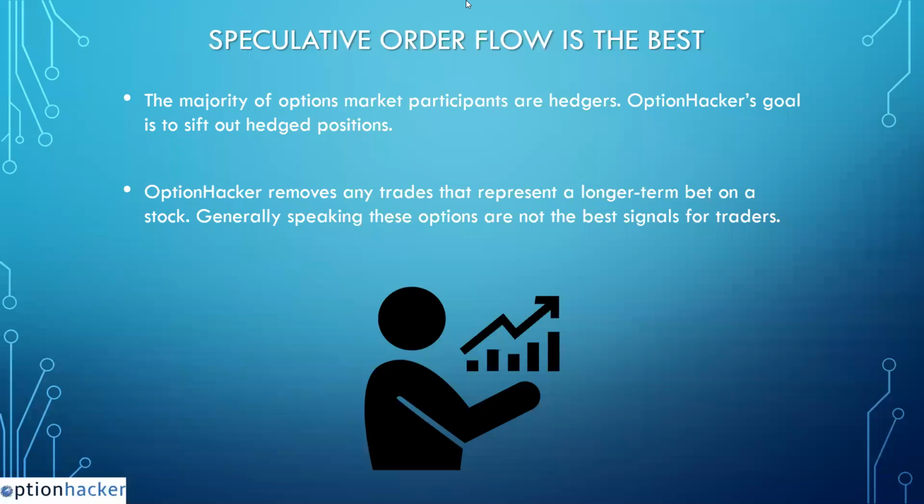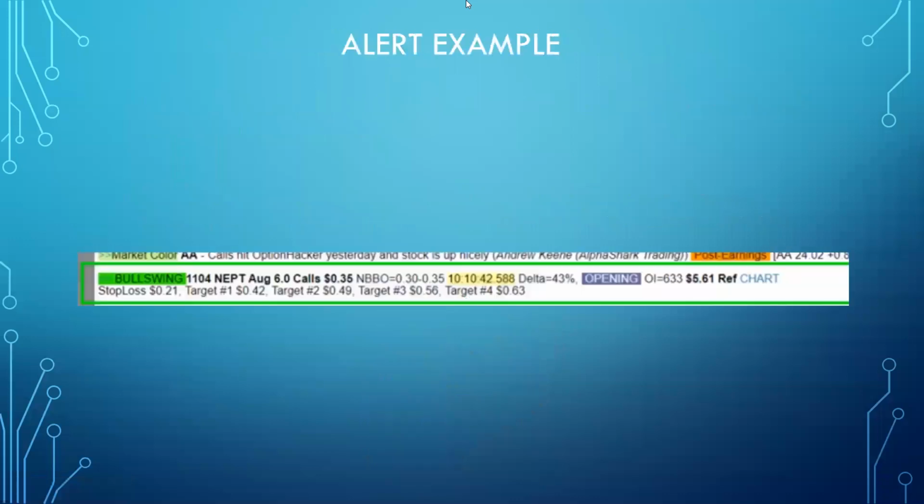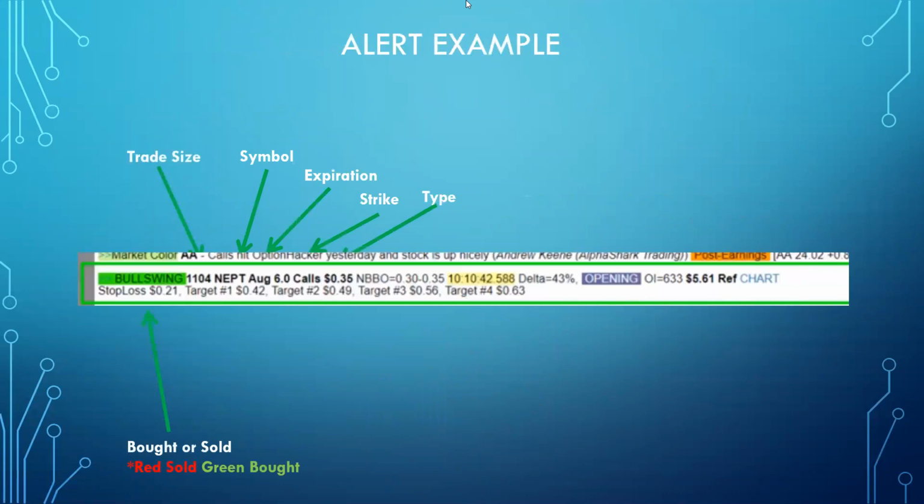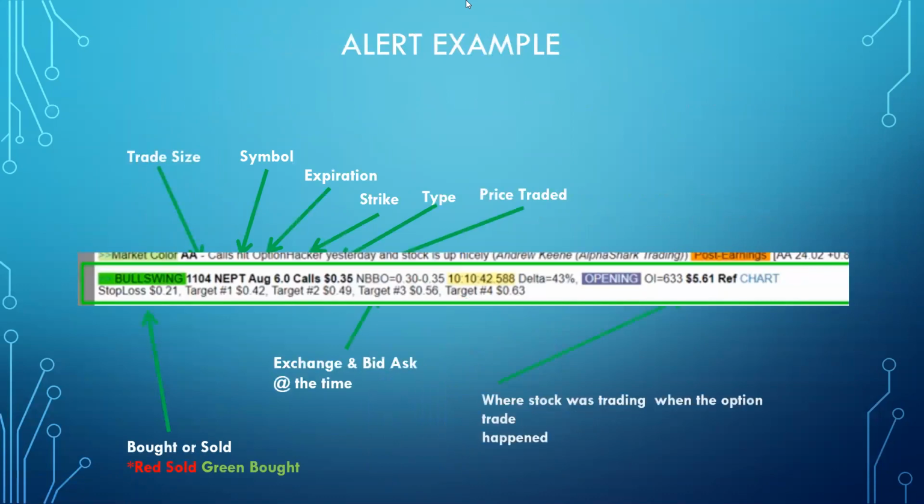So yeah, if we're all good here, we'll move on to talk through an actual alert example. So John, maybe you want to talk through some of the pieces of info that actually come through in a single given trade alert on Option Hacker, and why we care about this stuff.